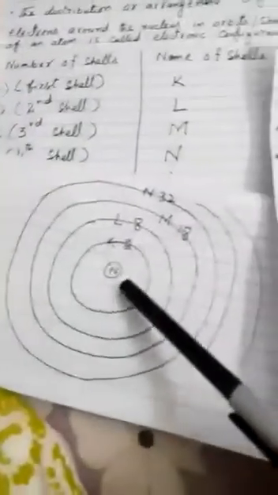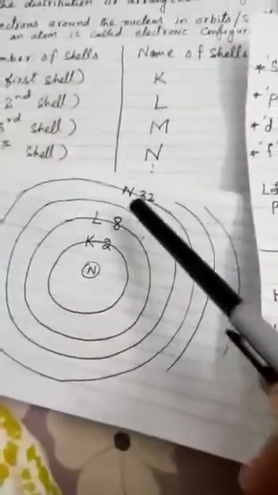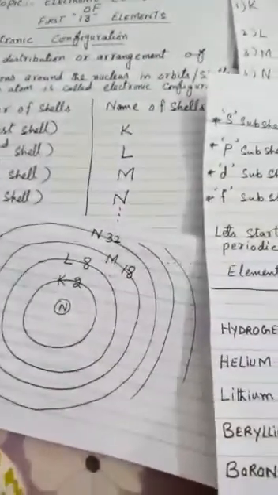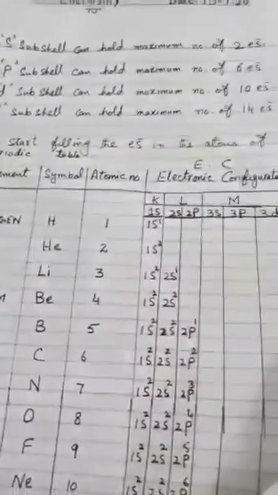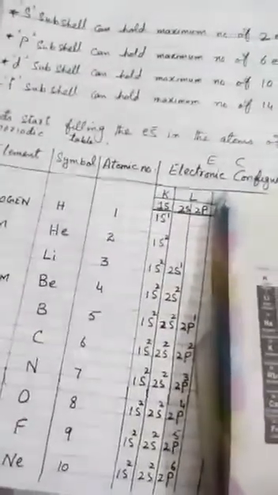Then hence we say that the first shell K has a maximum of 2 electrons, L has 8, M has 18, N is equal to 32, right? Let's do the filling of electrons in the first 18 elements of the periodic table. You can see it on page number 67 of the book.